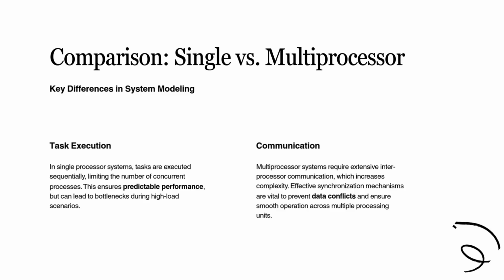This setup significantly enhances throughput and performance, but introduces complexity in terms of communication. Effective communication between processors in a multiprocessor system is crucial. This involves extensive interprocessor communication, which ensures all processors are in sync and can work together seamlessly. To prevent data conflicts and ensure smooth operation, robust synchronization mechanisms like locks and semaphores are essential. Understanding this key difference helps in making informed decisions when modeling systems, whether you aim for the simplicity and predictability of single processor or the performance benefits of a multiprocessor setup.